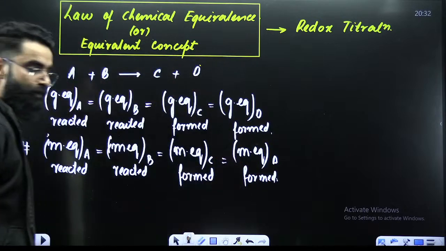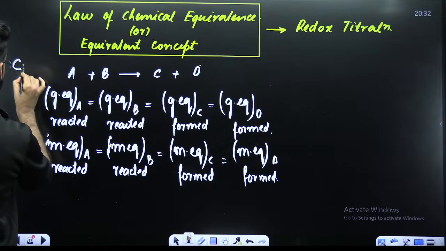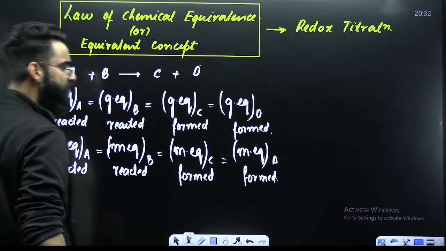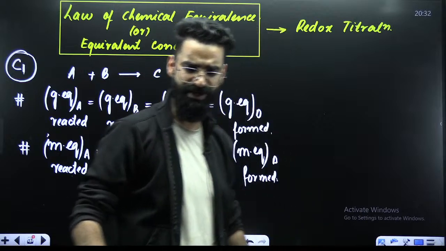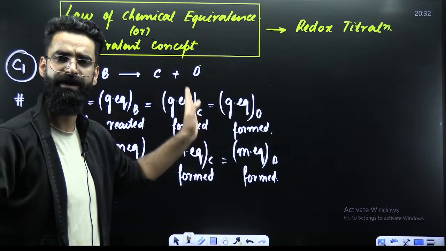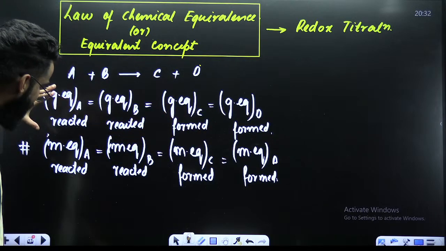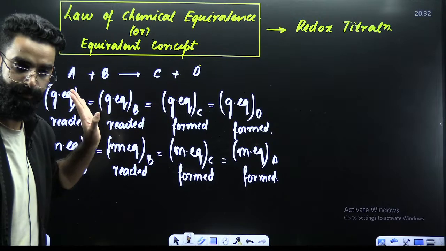Will be equal to milli equivalence of D formed. Well, this is the first concept, the first case from which we'll be getting the questions. You just have to write the statement: milli equivalence of A has to be equal to milli equivalence of B, equal to milli equivalence of C, equal to milli equivalence of D. From this particular equation, we'll be getting one type of question.